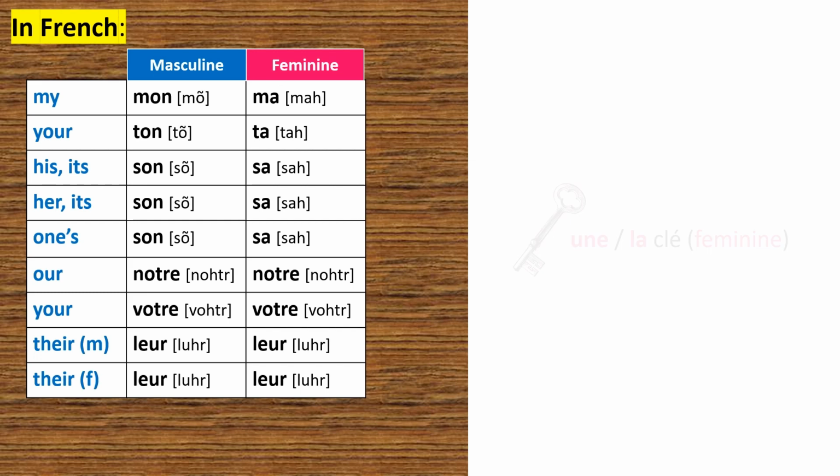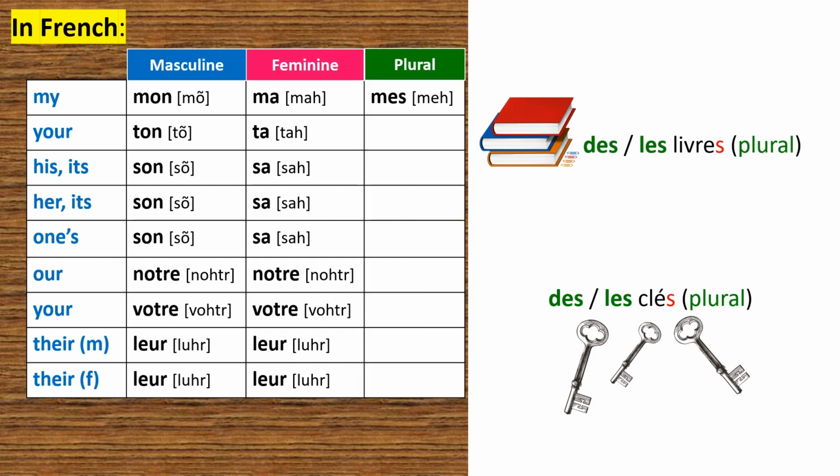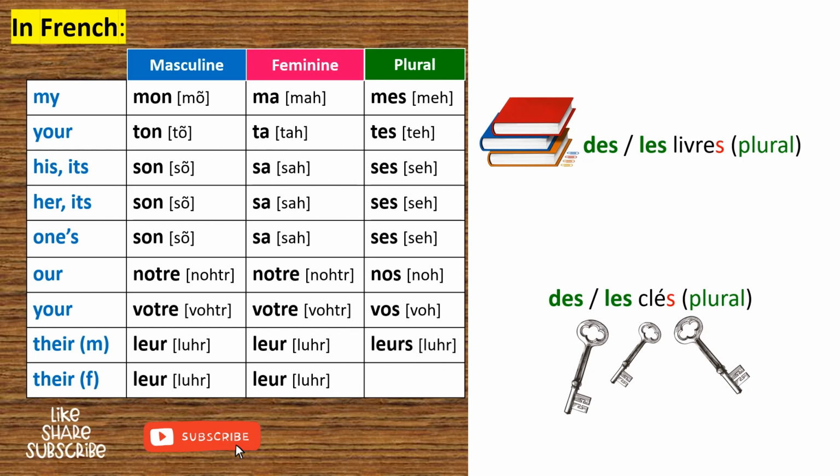Finally, let's have a look at plural words when we have more than one. For example, some books, the books, some keys, the keys. Then we need a plural version, and this time to say my is going to be mes. Your, tes. His, ses, her, ses, one's, ses, our, nos, your is going to be vos, and their, leurs, with a silent S.